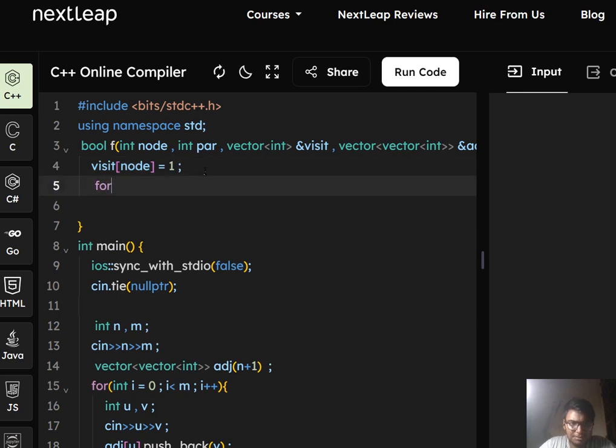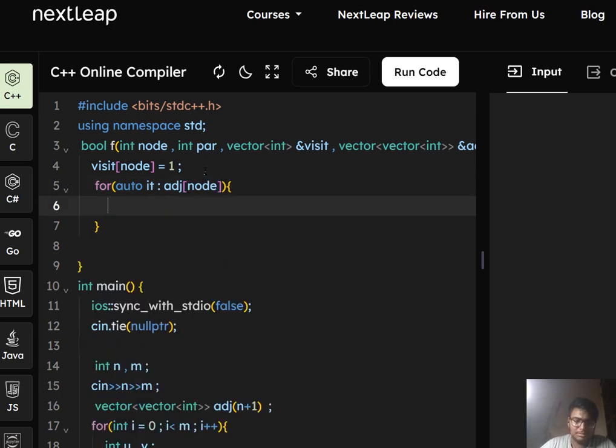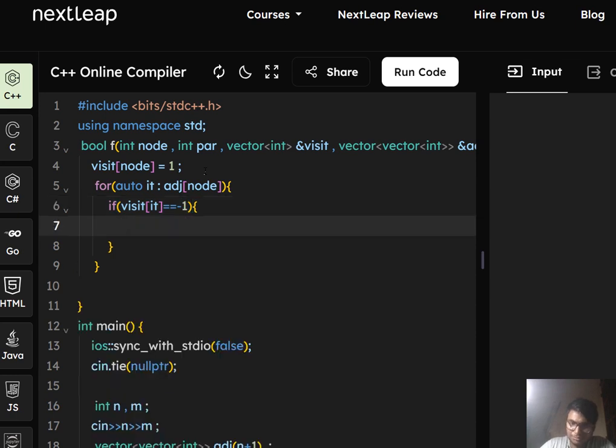And for auto it in adjacency of node, if visited of it is minus one, cool. So we will call this function with the parent updated to node and the child being it. We will have the visited array, and we will have the answer over here. Some condition will also be there.